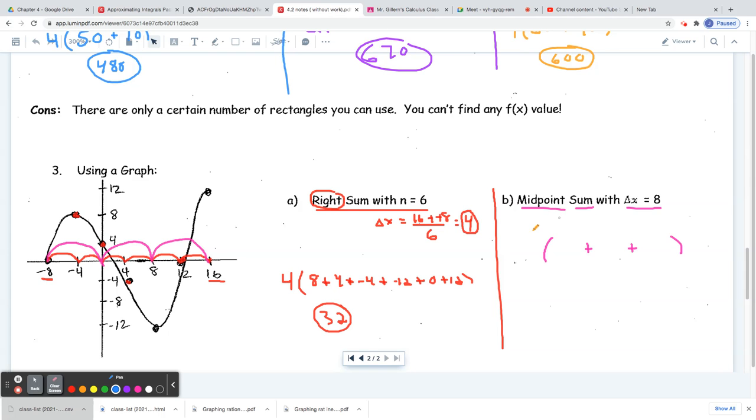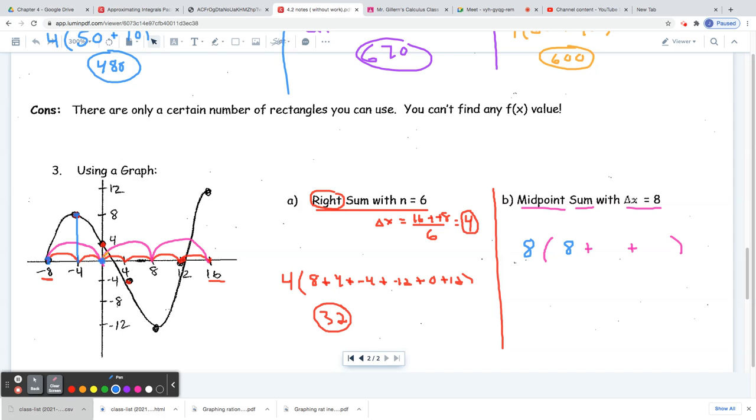All right, so remember, delta x always goes on the outside, so that's going to be 8. Right? The reason I know there's 3 things here is because there's 3 rectangles, midpoint. So my first rectangle is going from -8 to 0. So the middle between -8 and 0 obviously is -4. So I want that height right there. So I take that y coordinate, and it was 8.